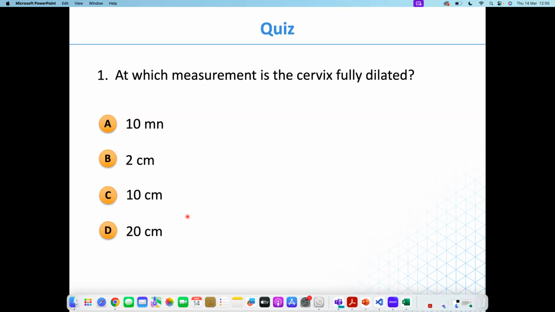Abdulaziz, this is yours now. At which measurement is the cervix fully dilated? I think I mentioned it. Did he say C? Did you agree with him? Yeah.